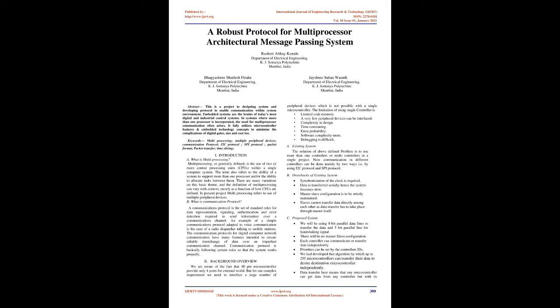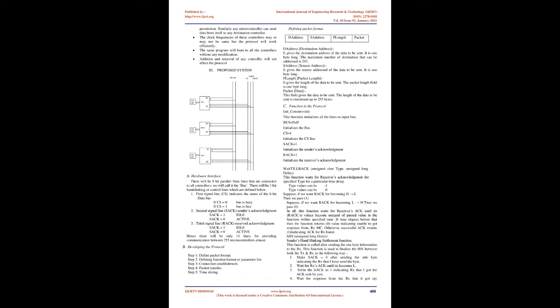We will be using 8-bit parallel data lines to transfer the data and a 3-bit parallel line for handshaking signals. There will be no master-slave configuration. Each controller can communicate or transfer data independently. Priorities can be set by the controllers' IDs.